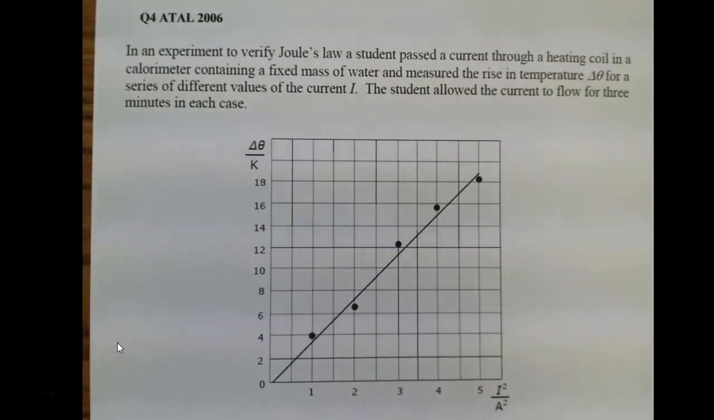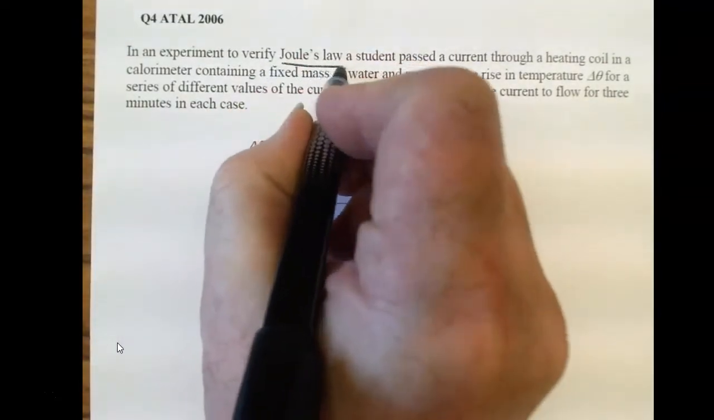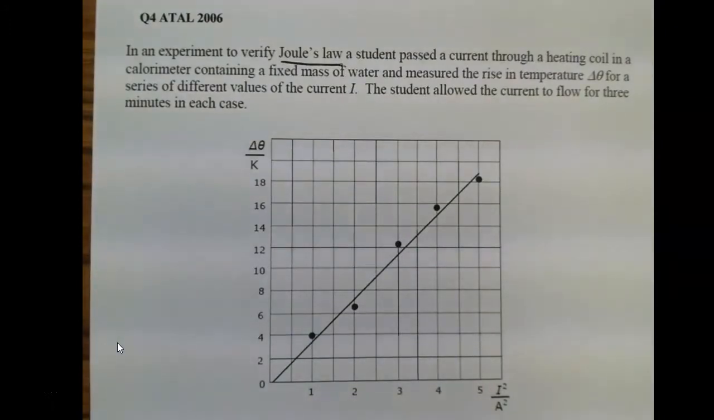Hello and welcome. Today we're going to look at a Leaving Cert question from the 2006 honours paper on the topic of Joules Law. This question was interesting from the point of view that rather than give students data and ask them to plot a graph, it actually gave the graph as part of the question and asked students to interpret the graph and do some calculations from it.